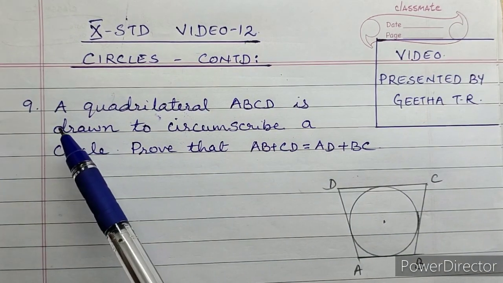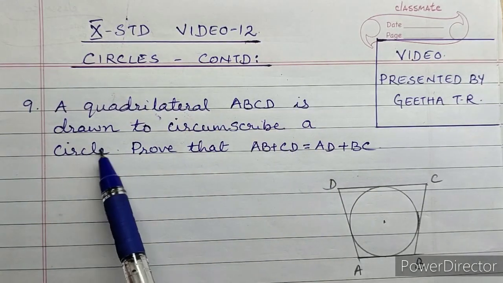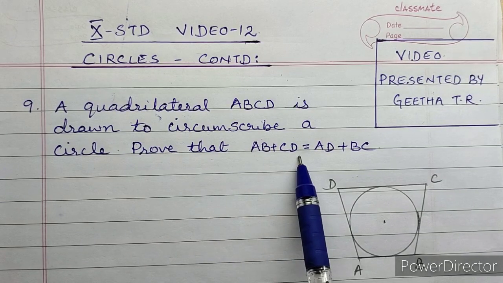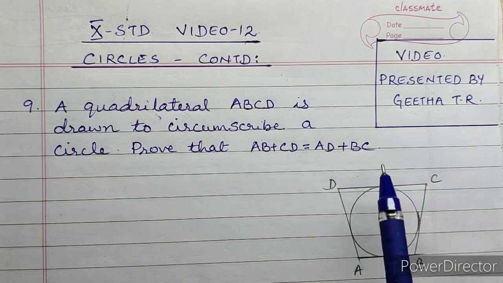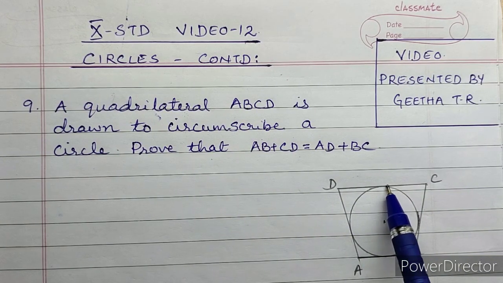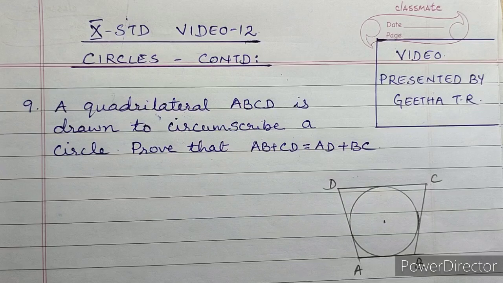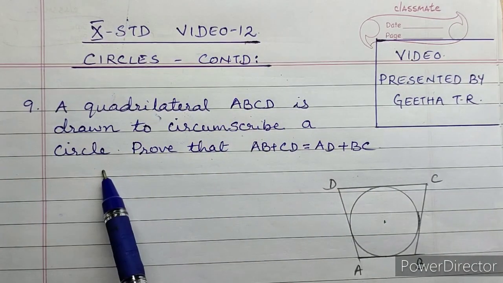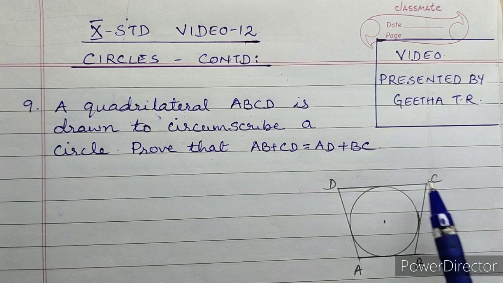So the sum is, a quadrilateral ABCD is drawn to circumscribe a circle. Prove that AB plus CD equals AD plus BC. Circumscribing means the circle will be inside the quadrilateral, and the quadrilateral's sides will touch the circle. So that is called circumscribing. The figure is already given, but if a diagram is there in the question, you have to draw it again.